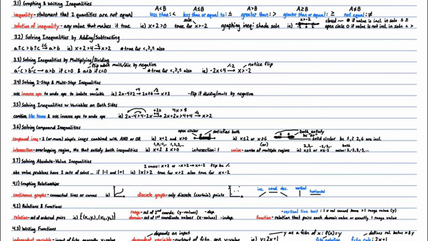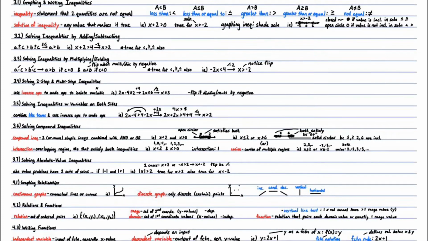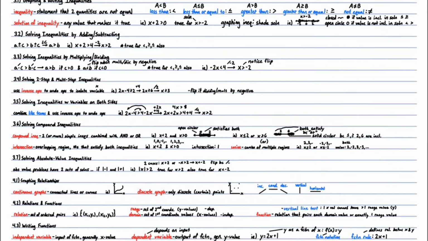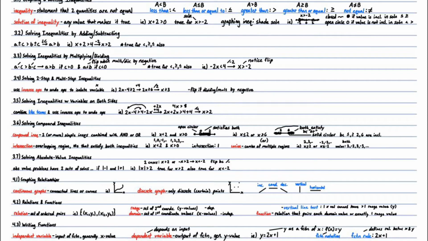Writing functions. The independent variable is the input of the function, generally the x value. The dependent variable is the output of the function, generally the y value. Function notation: f of x equals y. A function rule defines a relationship between x and y.